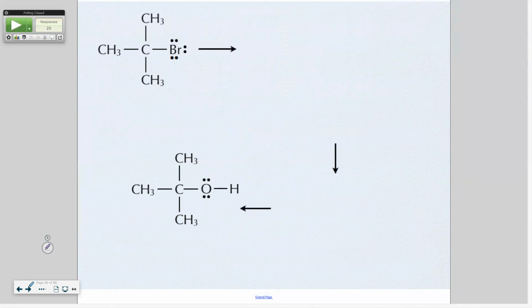All right, so here is the other way that they figured that this would work. And so what happens first is, what has to leave this compound? The bromide leaves.